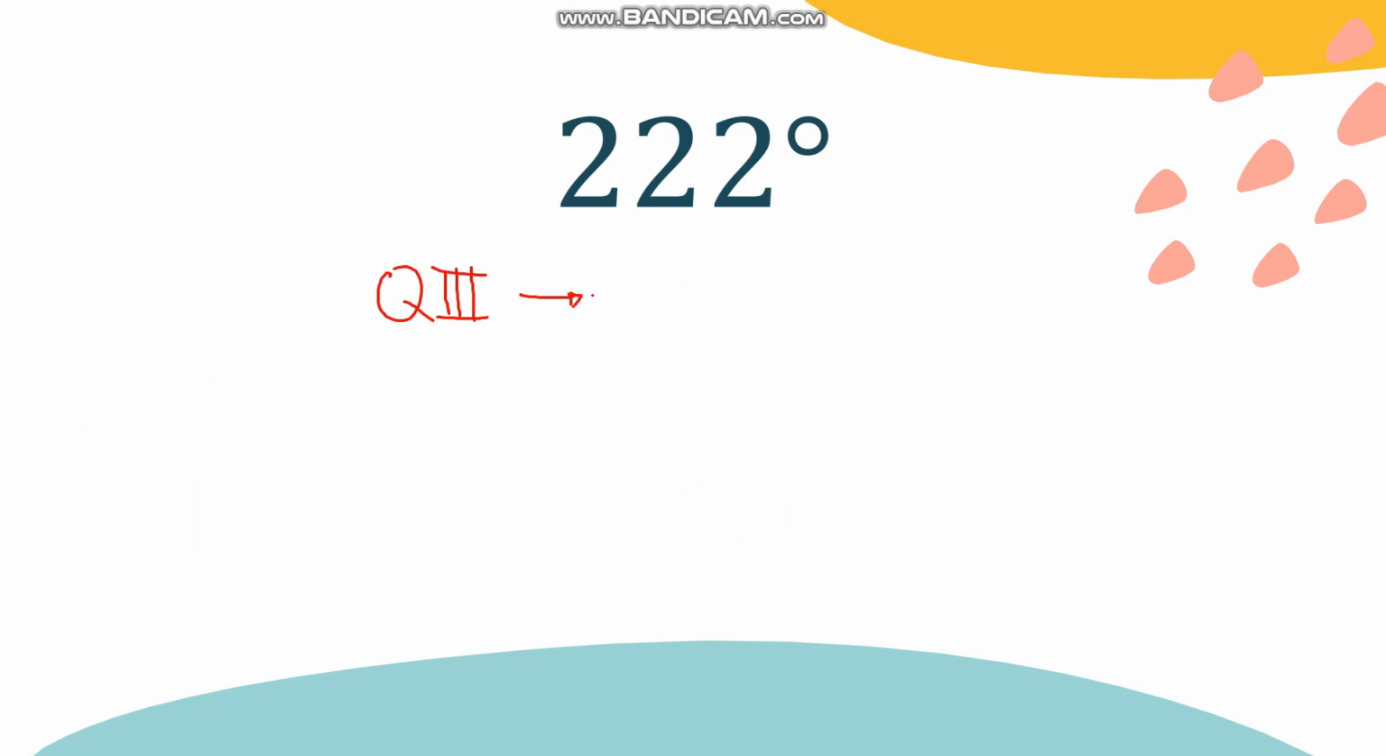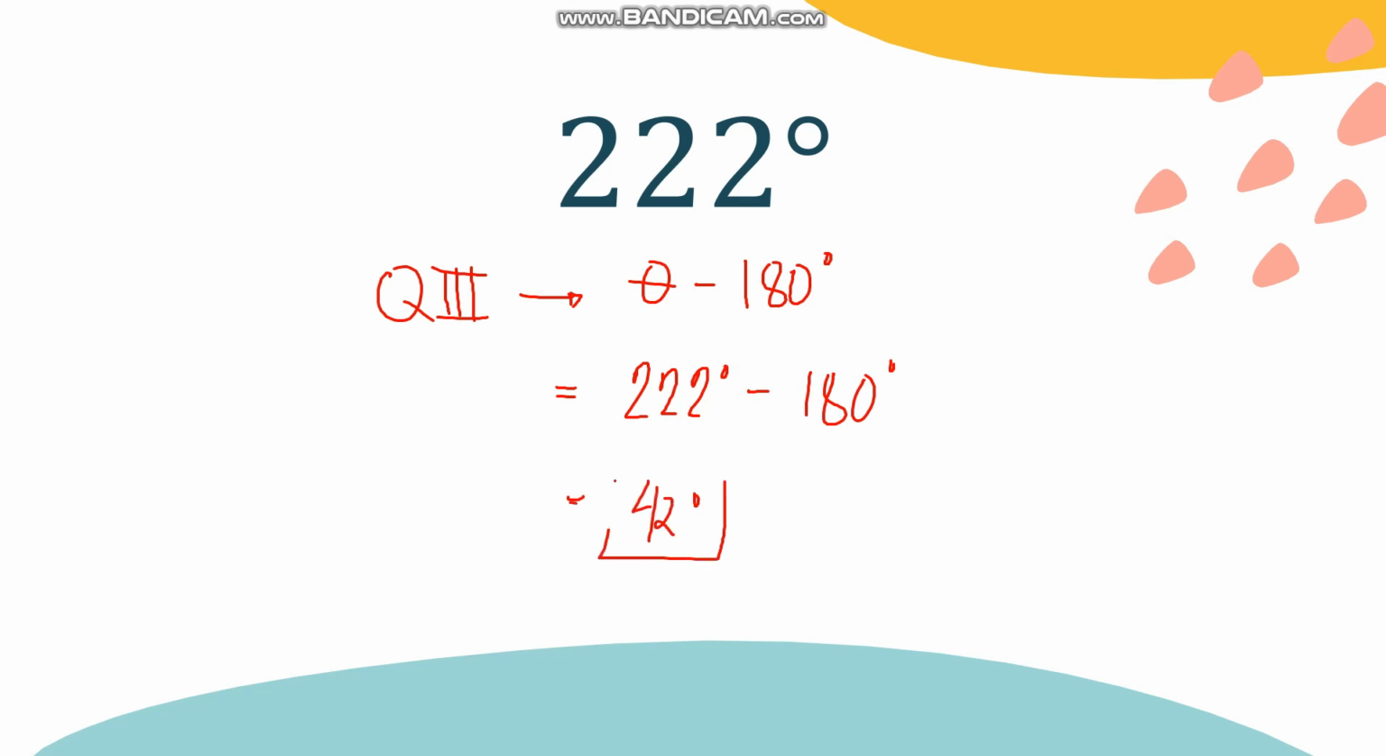And if the angle is located in the third quadrant, then what we can do is to get the theta and then subtract 180 from it. So to solve for the reference angle, 222 degrees minus 180 degrees will give us 42 degrees. So 42 degrees now is the reference angle of 222 degrees.